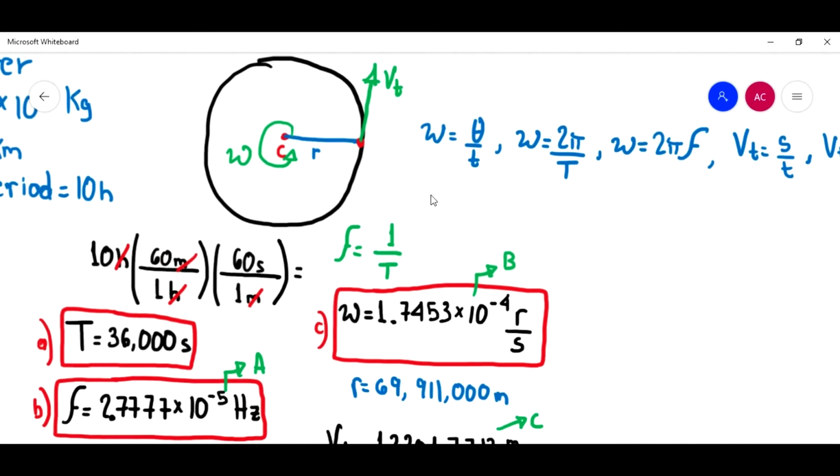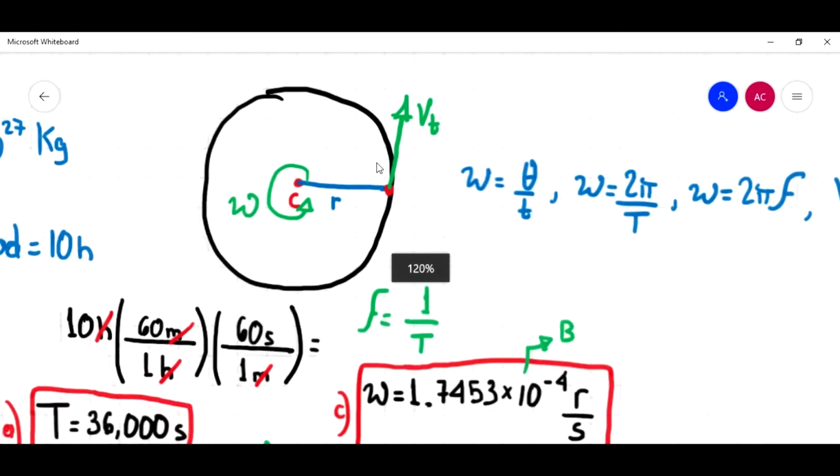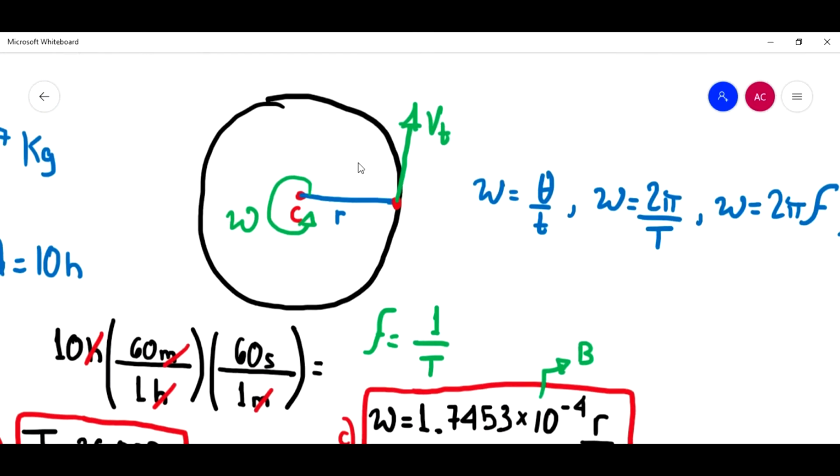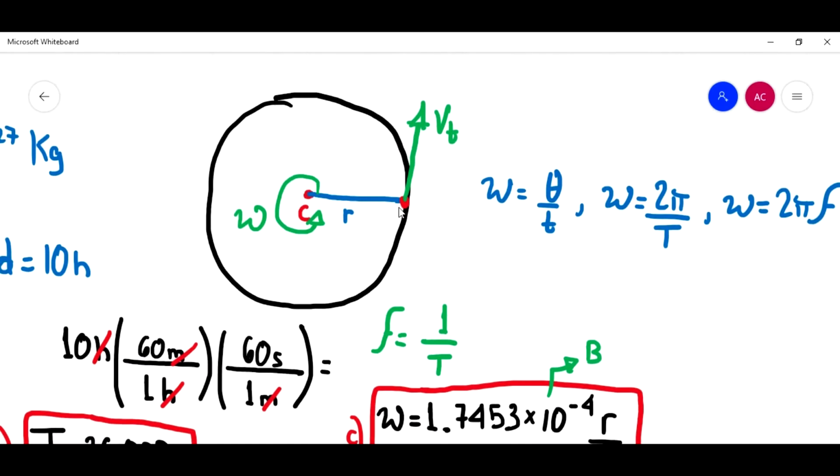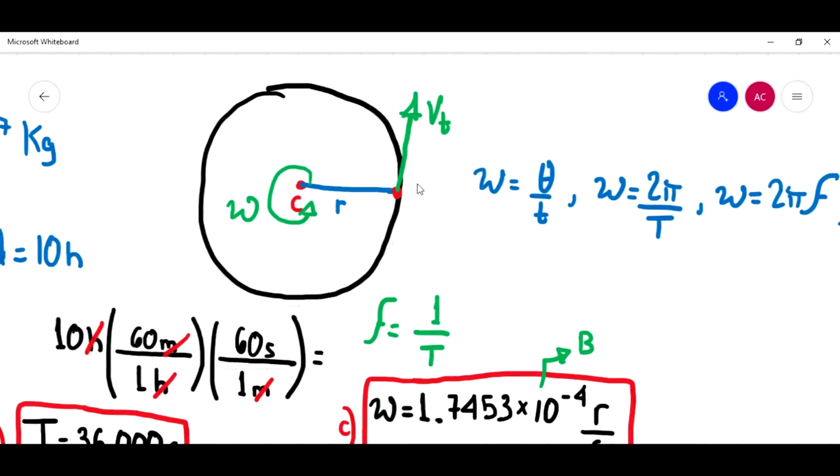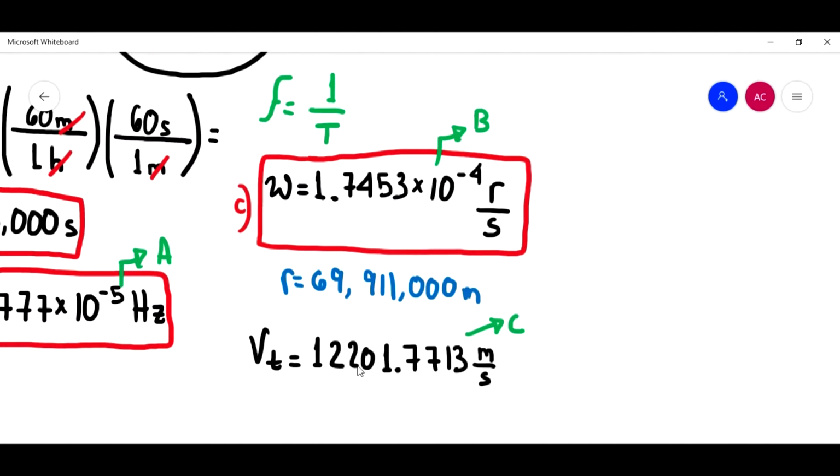So imagine that Jupiter suddenly stops immediately. You are on the surface of Jupiter, so the velocity that you have is the same velocity of Jupiter. If for some reason Jupiter suddenly stops, you are going to fly. You are going to get this direction with the tangential velocity of 12,201 meters in just 1 second.